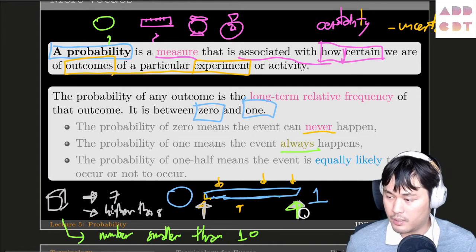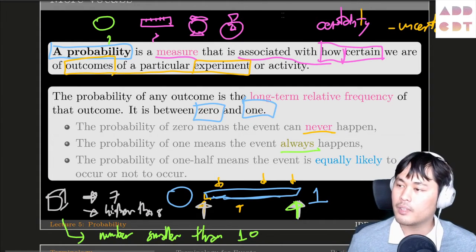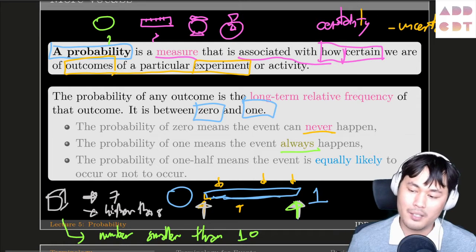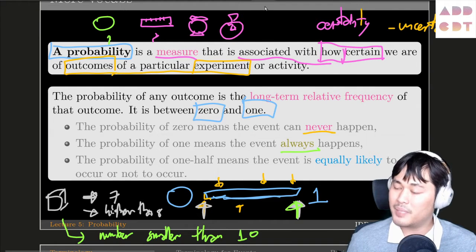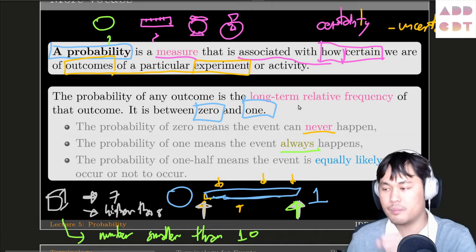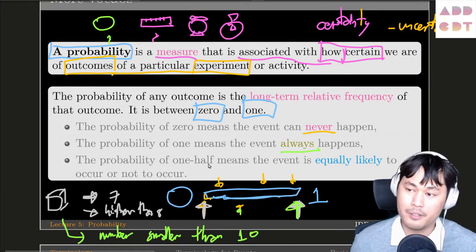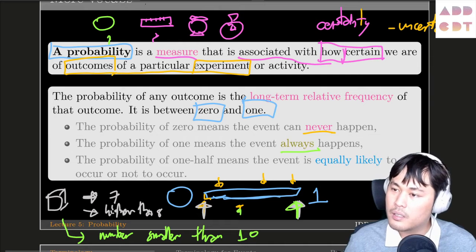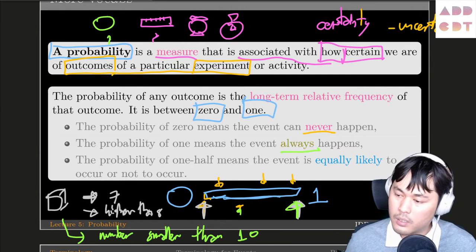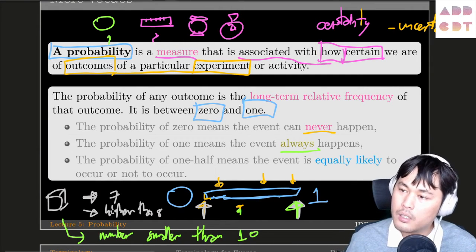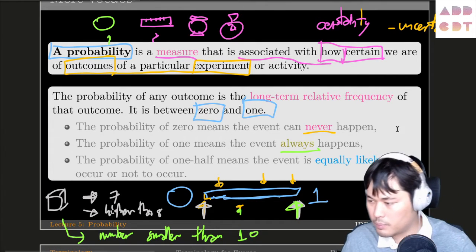So this is the one side, and everything else is in between these two, between never and always. And we have a lot of words to describe our perception of that.